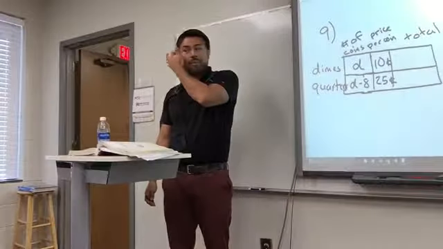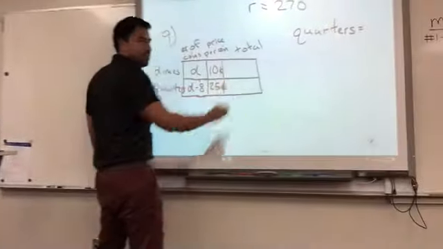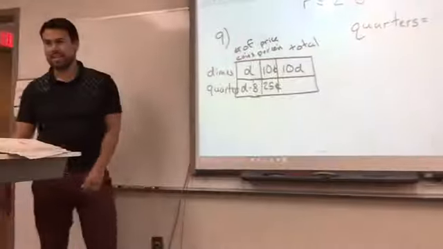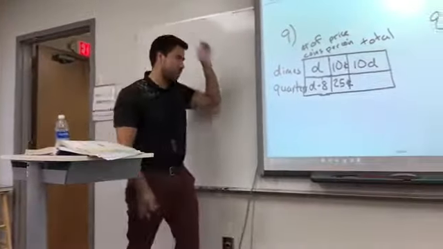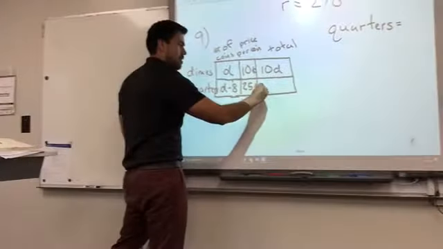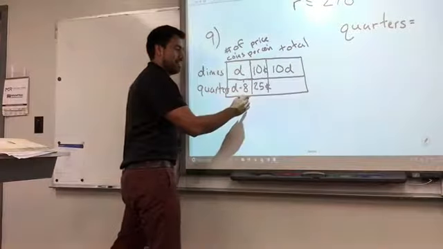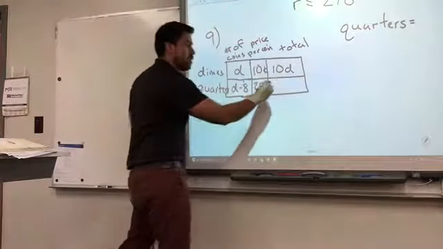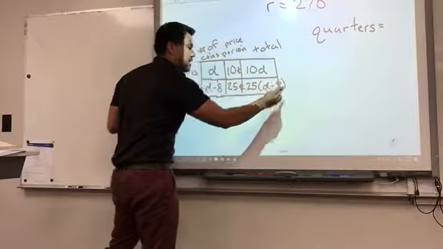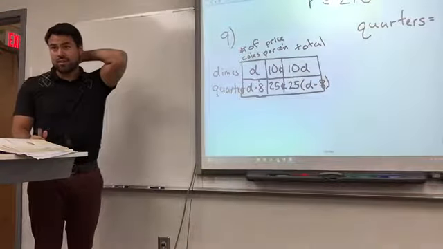Give me one second. How about this? I'm going to call on people. Vivian, what's this total right here? 10 times D. Very good. It's just 10D. And Harper, what is this total? Multiply it by D minus 8. So you're going to do 25 times D minus 8. 25 times D minus 8. Guys okay with those? All right.